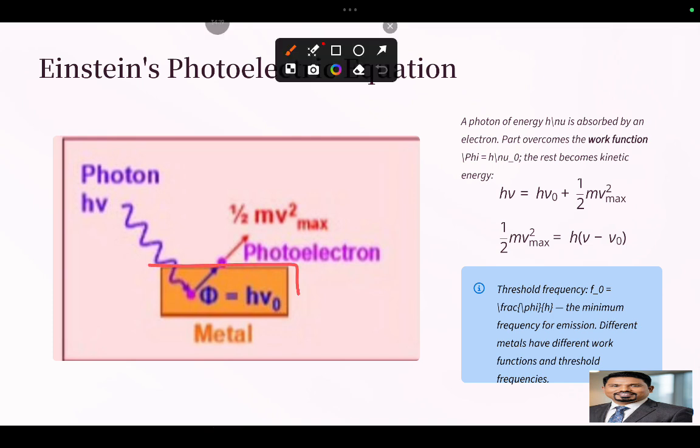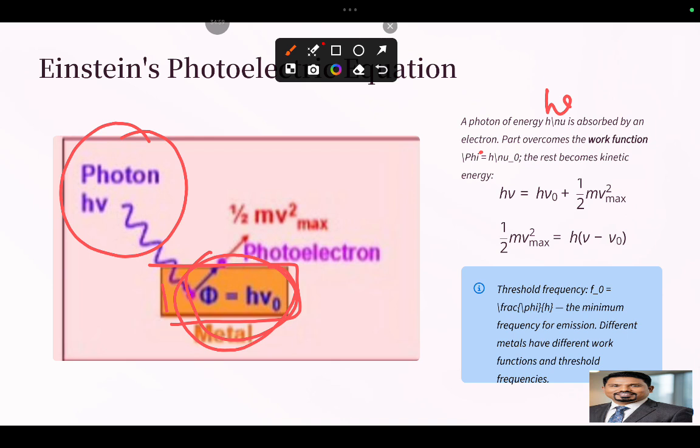Here, this is a metal surface. A photon of h nu is incident on the metal surface. Then it is associated with some energy, the kinetic energy, and an electron is released. A photon of energy h nu is absorbed by an electron, partly to overcome the work function. The work function is h nu naught. The photon energy is converted to the work function, and then the ejected electron is associated with some energy, the kinetic energy.